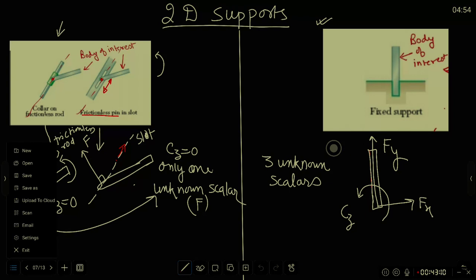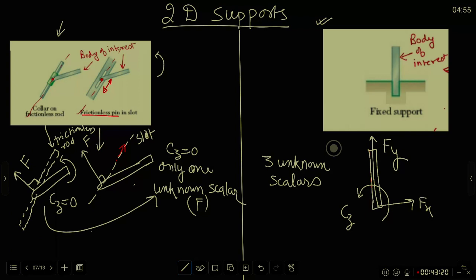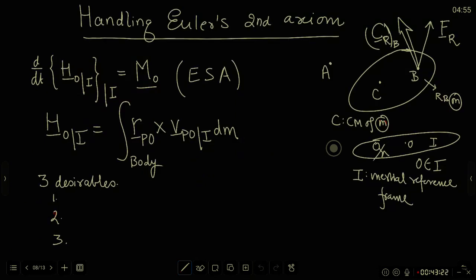All right, I move to a new topic. This new topic is handling Euler's second axiom. How do we handle Euler's second axiom? I have said earlier that as far as dynamics problems are concerned, Euler's axioms will be used. Euler's axioms will help us predict the motion of an RB subject to a given force system. Two axioms exist, first and second axiom.